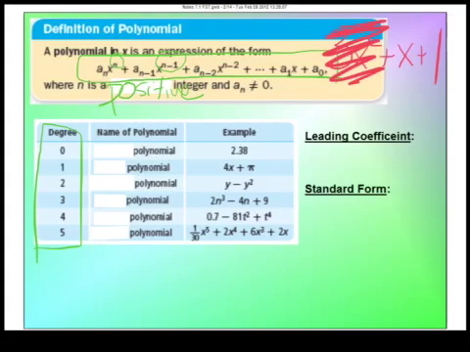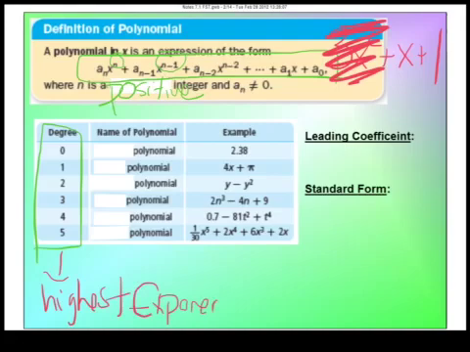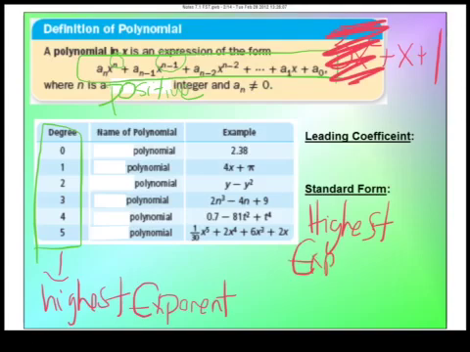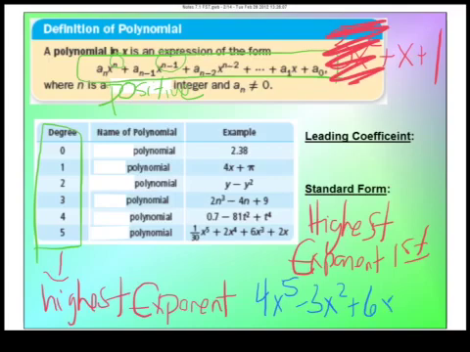So let's talk about what would be the various names of these. The degree is the highest exponent. So in terms of the definition, it's the highest exponent once it's in standard format. Okay. Standard format is the highest exponent first, followed by the others. So if I had a function such as this, like 4x to the 5th, and then I might have negative 3x squared, followed by plus 6x minus 5. This would be considered in standard format.